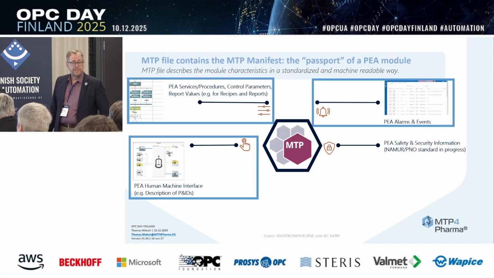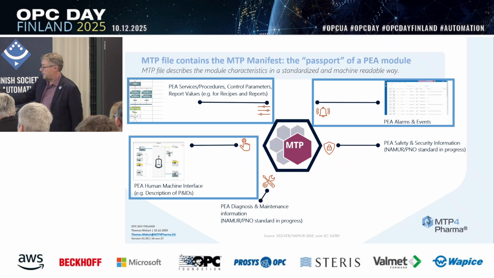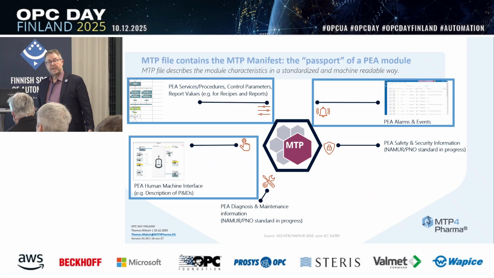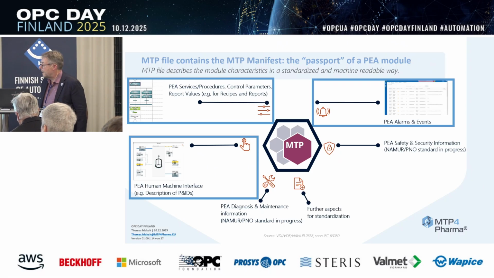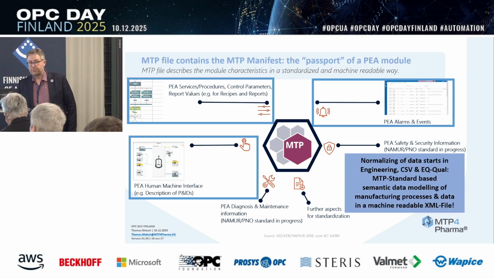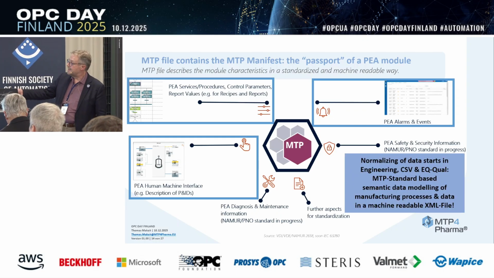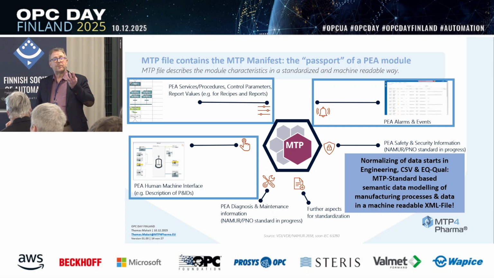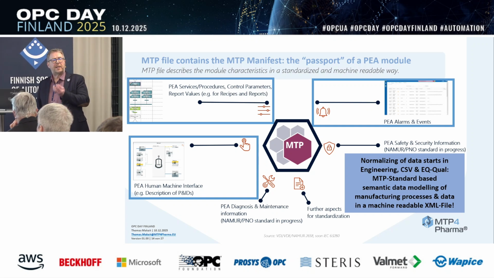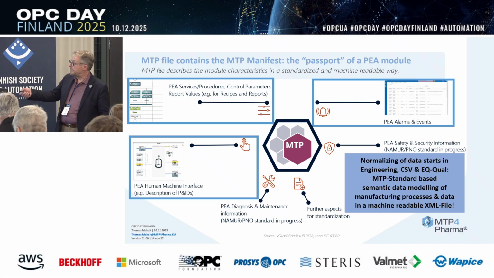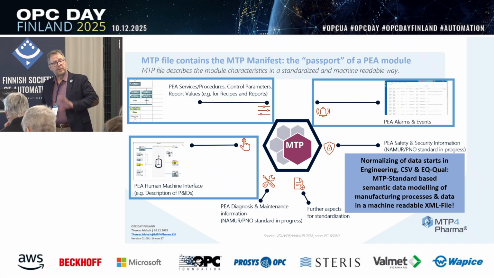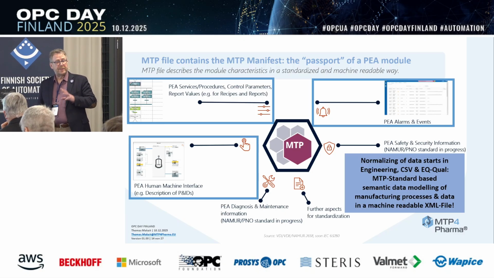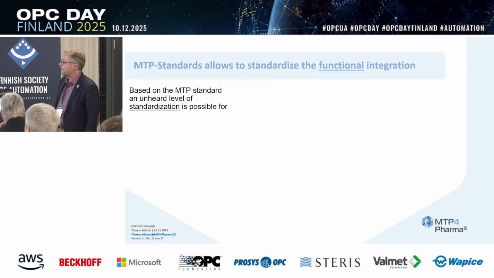So every 2 years, the MTP standard shall be updated. And then the PEA diagnostic and maintenance information. And I just added this morning another box, normalizing of data, which Frank has mentioned. Well, here, with designing or defining a requirements MTP file early in the engineering process, you already define all these elements. And then the PEA vendors can either manufacture custom-built PEAs or they provide this requirements MTP file. You can already orchestrate your plant. And this is the basis for engineering, computerized system validation and equipment qualification.